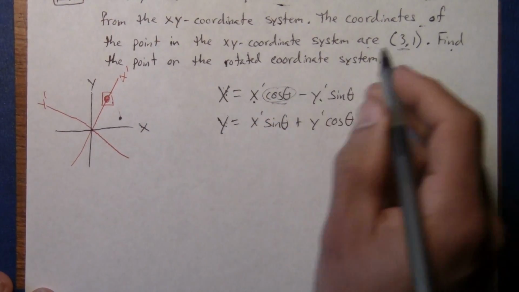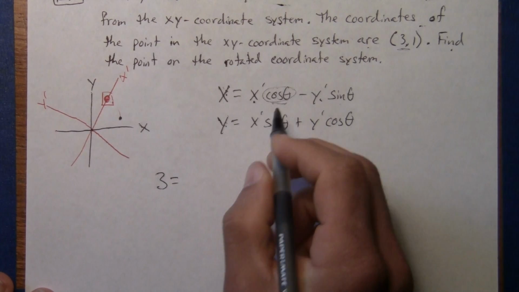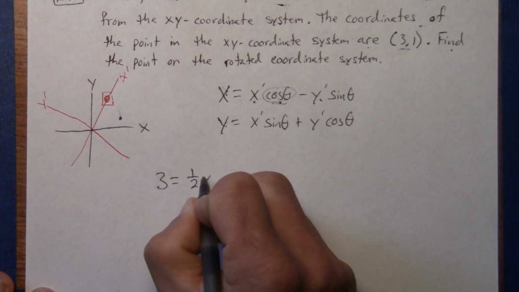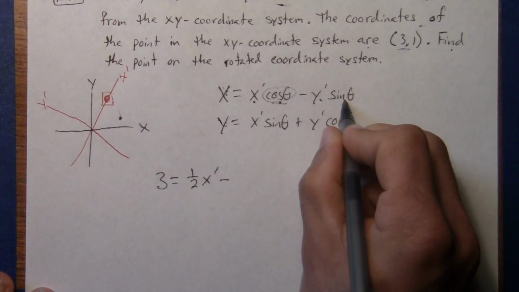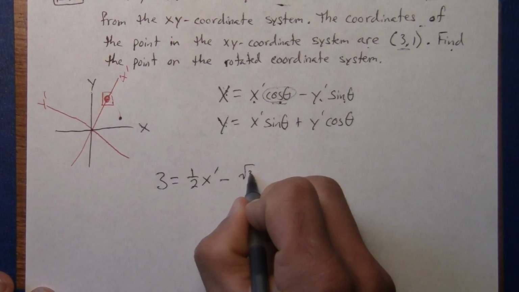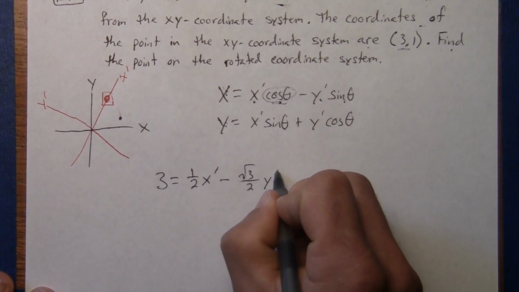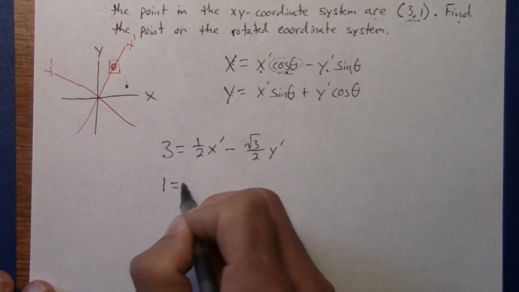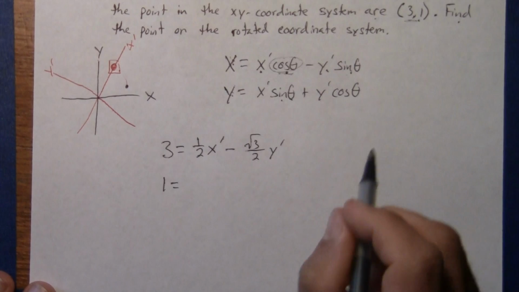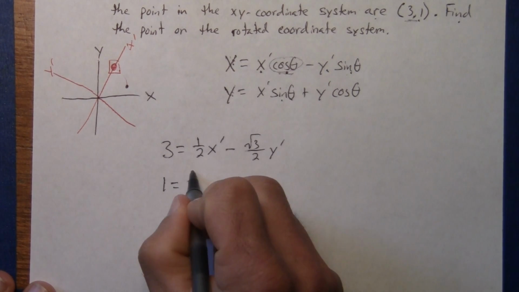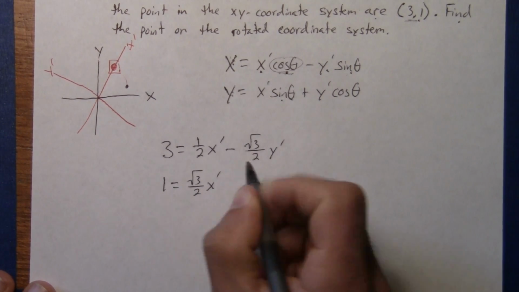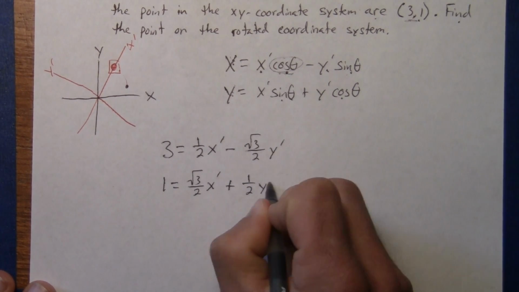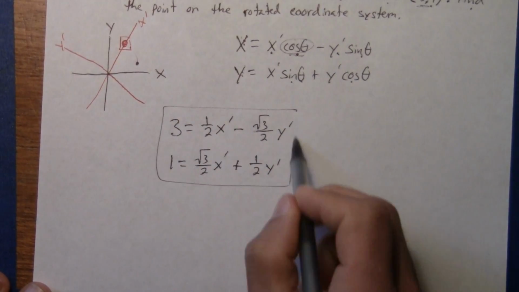So that's the idea. X is 3, which is equal to the cosine of 60 degrees, which is 1/2, times x prime, minus the sine of 60 degrees, which is square root of 3 over 2, times y prime. And then my y equation or substitution would be 1 is equal to the sine of 60 degrees, which we said was the square root of 3 over 2, times x prime, plus the cosine of 60 degrees, which we said was 1/2, times y prime. And they are asking you to solve that system.